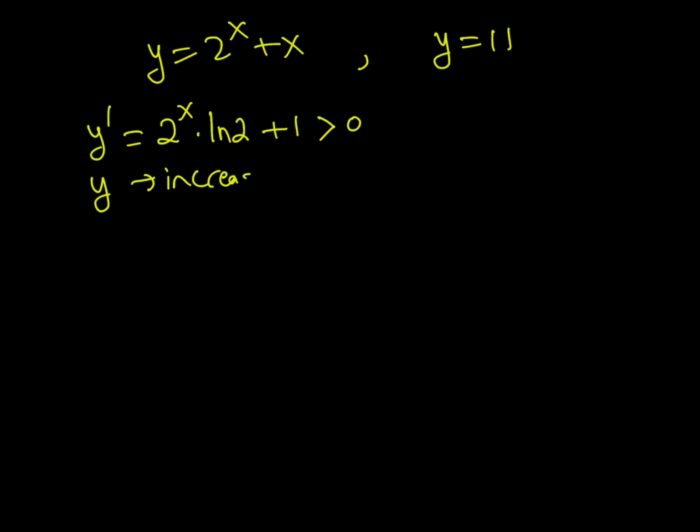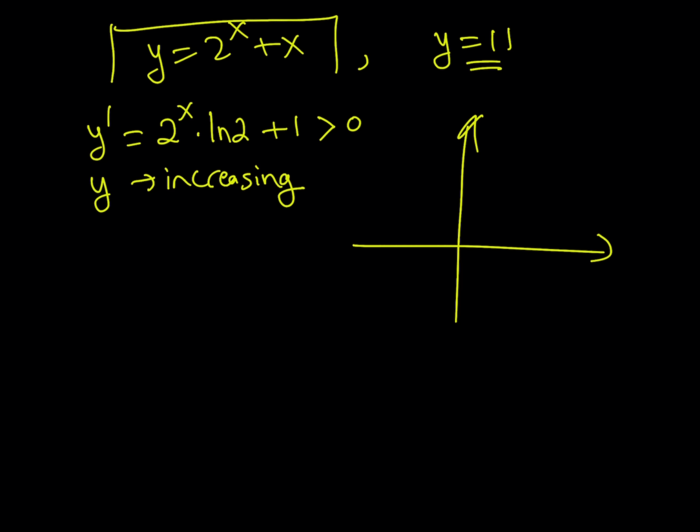Great. So now you have an increasing function and you're looking at a horizontal line. How can they intersect? They can only intersect at one point. Why? Because they're going to look like this. Now, here's the important question. How do you graph this function and what does that look like?